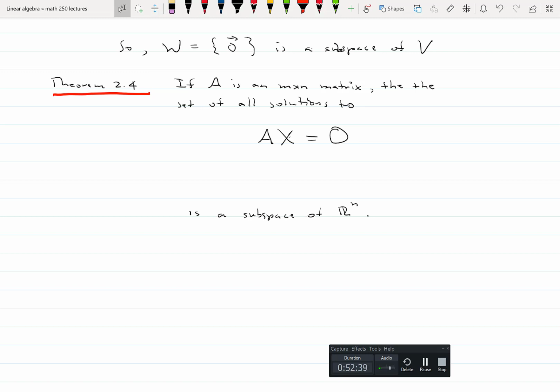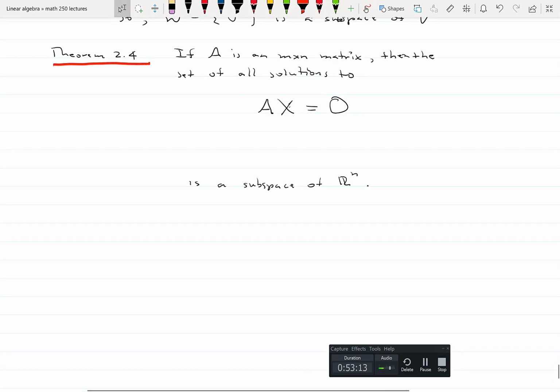So here's our next example in the form of a theorem. If A is an m by n matrix, then the set of all solutions to the equation Ax equals 0 is a subspace of Rn. This theorem is going to follow us a long way through this course, so we need to tear it apart really carefully. We're starting with an m by n matrix. Just to indicate that, I'll put that in green.